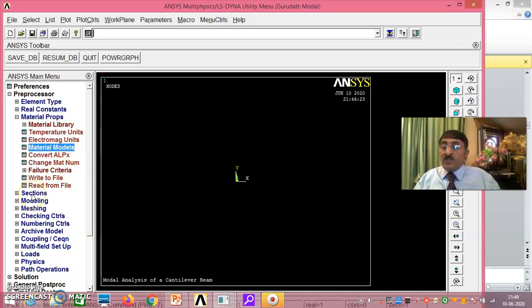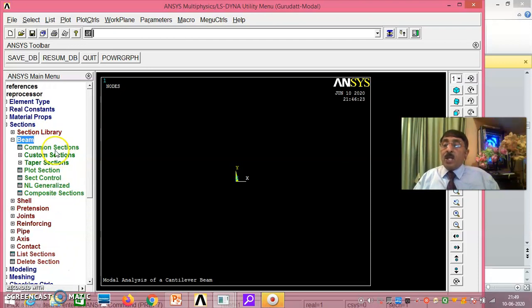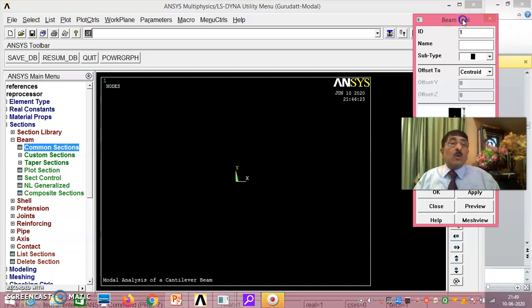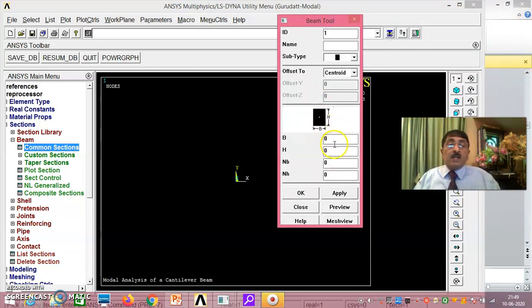Then you go for section. Beam, common sections you go. In common section, you take the rectangular cross section. 0.01 you take. That is, width and height are 0.01, 0.01. As you know, you see the problem. The breadth is also 0.01. Height is also 0.01. You just say okay.